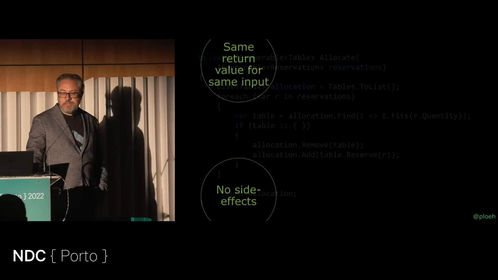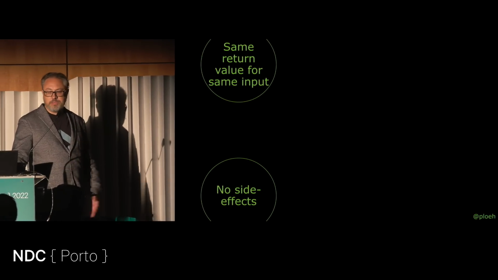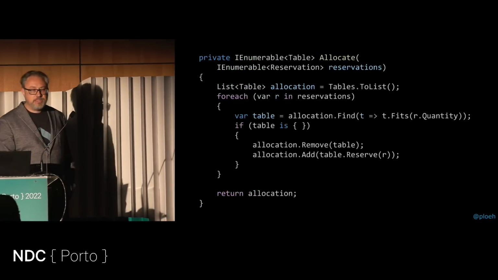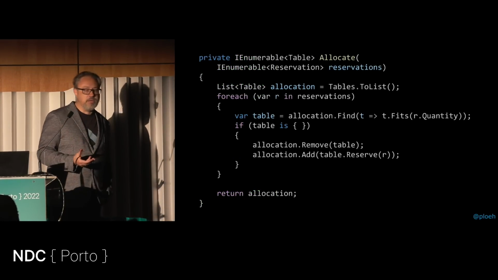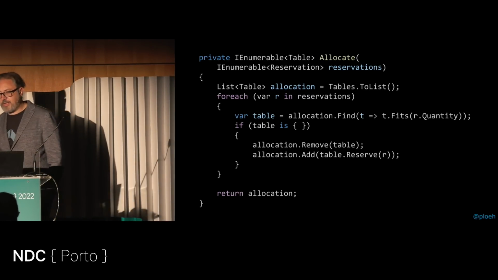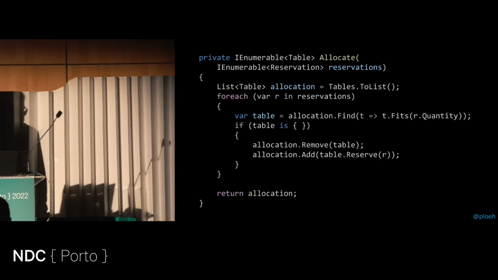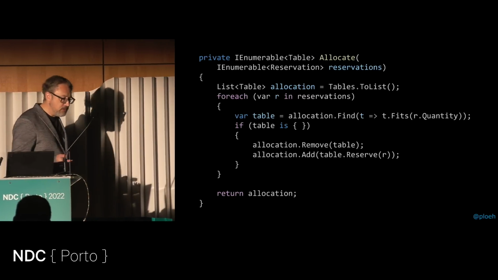Another property that this method has is that it's deterministic. For the same inputs, it's always going to return the same outputs. There's no randomness going on here. There's no random object. There's no access to the system clock. We're not asking for DateTime.Now or anything like that. We're not doing anything that might introduce some sort of non-determinism.